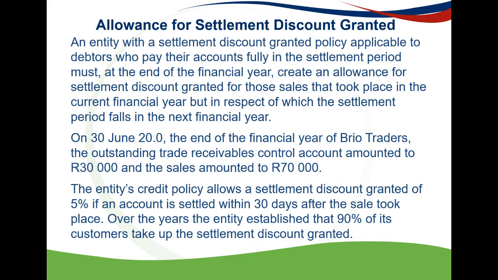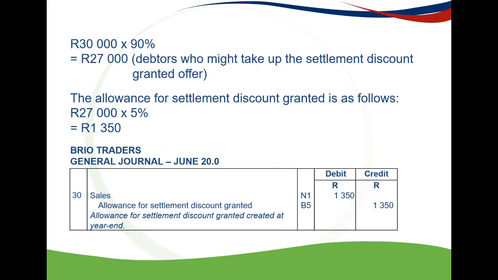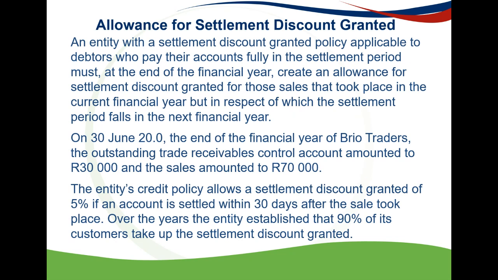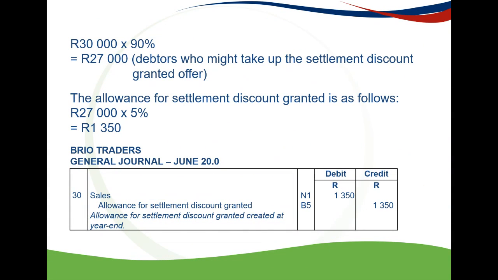Now let's look at the calculation. We said, if I just go back, that my trade receivables control account amounted to 30,000. So that's where we get our 30,000. And we said 90% of them make use of the discount. So first we have to calculate the amount that we're going to calculate the discount for. So 90% of my 30,000 gives me the 27,000.